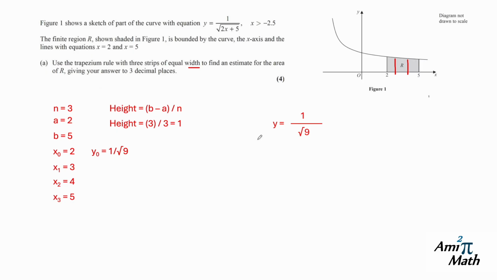For x1, we just put 3 back into the equation. That will give you y1 equals 1 over root 11. And then you can do the same for 4 and you can do the same for 5.